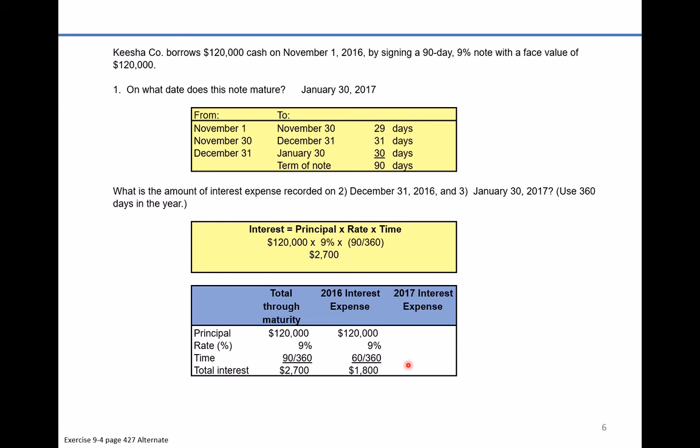To prove it, we can do the math as well. Just take 120,000 times 9% times 30 over 360. And why is that 30? Well, because in January, which was 2017, there were only 30 days worth of interest expense. And once we multiply that out, we should come up with 900, the exact same as if we had taken the full interest through maturity less the interest just for 2016.